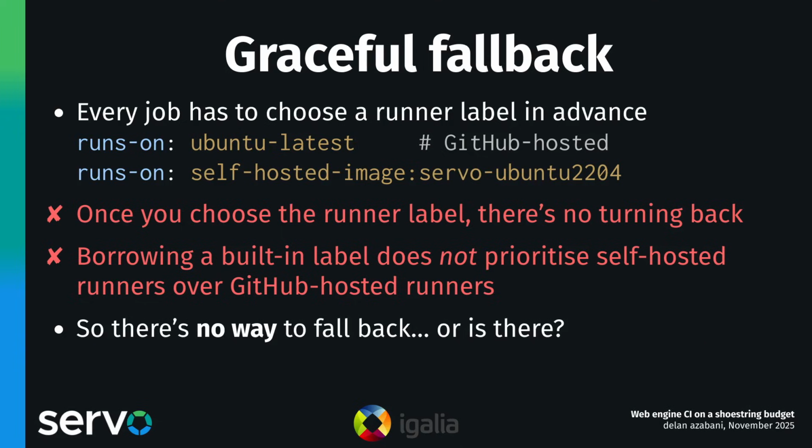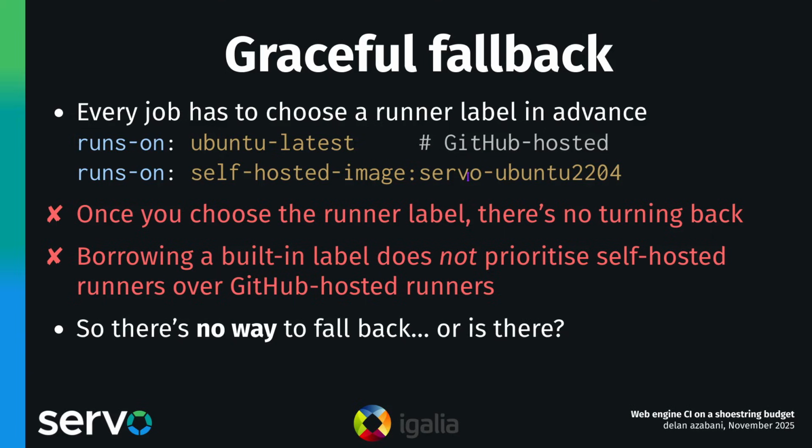On GitHub Actions, every job has this runs-on setting that defines what kind of runner it needs to get assigned to. It has to define this in advance before the job runs. And annoyingly, once you choose, "I want to run on a GitHub-hosted runner," or "I want to run on a self-hosted runner," once you decide that, there's no turning back.